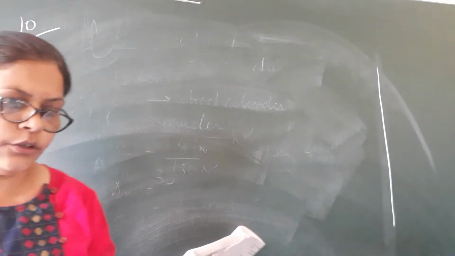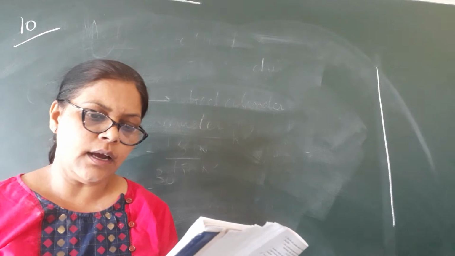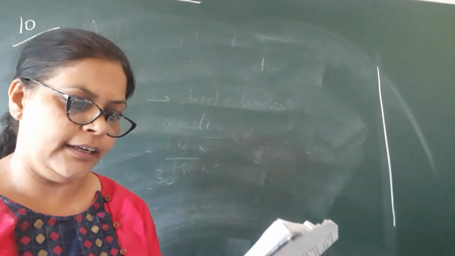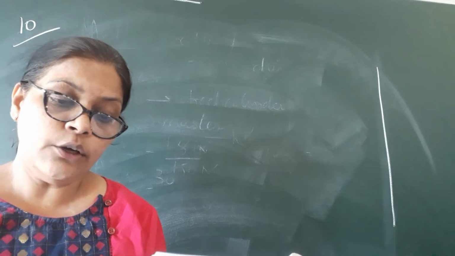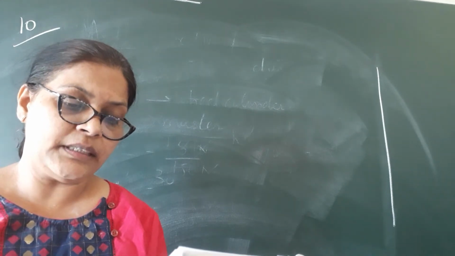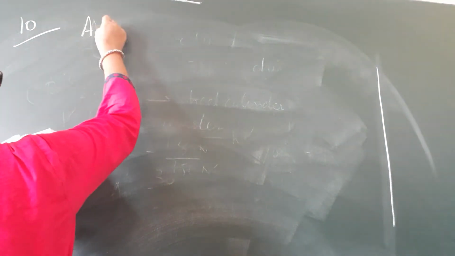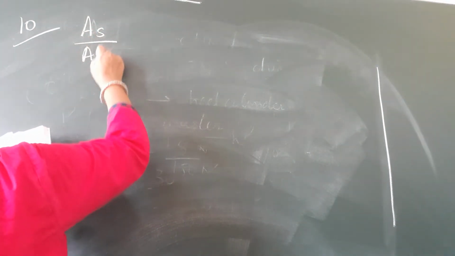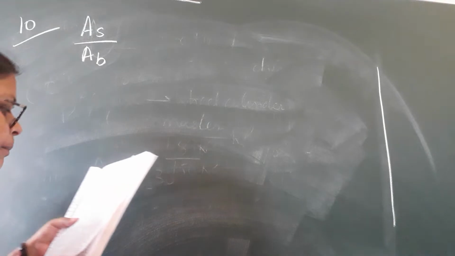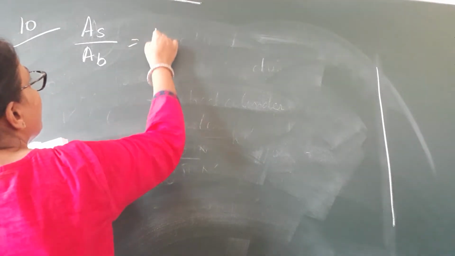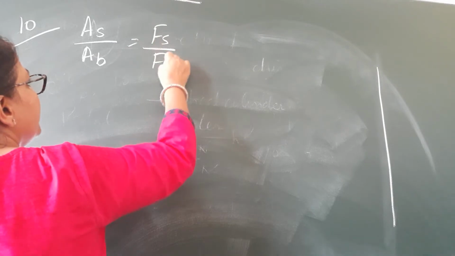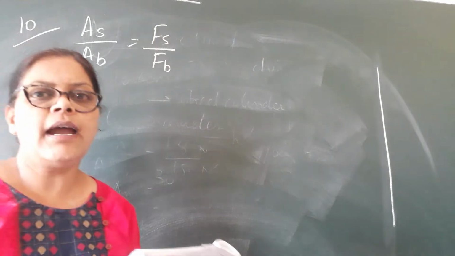I'll read out the question to you. The area of pistons in a hydraulic machine are 5 square centimeters and 625 square centimeters. So here you have two pistons. One is having a smaller area, so we write down AS upon AB. S refers to smaller, B refers to bigger. So area of smaller upon area of bigger is equal to force of smaller upon force of bigger. This is again principle of hydraulic machines.